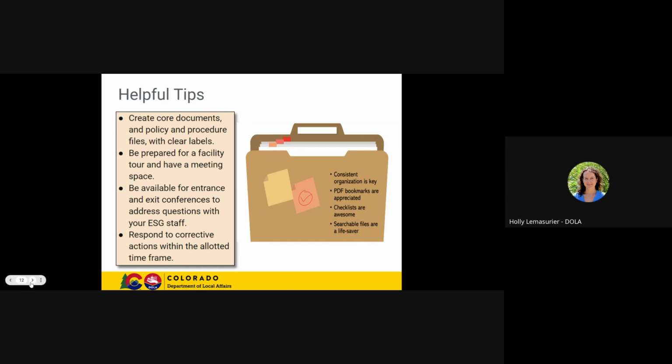And finally, be sure to respond to the corrective actions in the allotted time frame. A couple other helpful tips as you're preparing your files. As we already said, just be sure that you have consistent organization by labeling your digital files in your core documents, as well as be sure that they are searchable, because this really saves time and helps us in the review process.